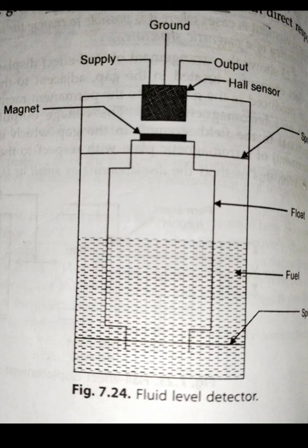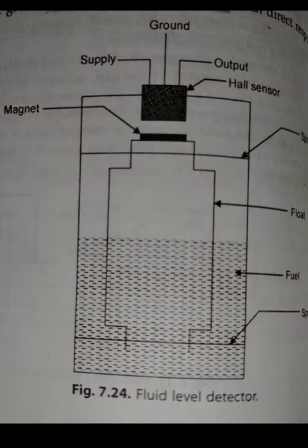The result is the Hall voltage output, which is related to the distance of the float from the sensor, and hence the level of the fuel in the tank. That is the overview of the Hall effect sensor or transducer.